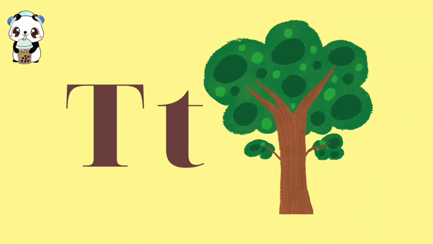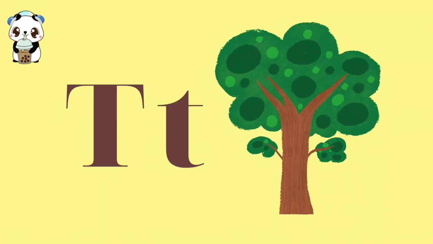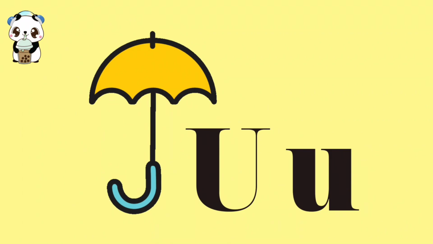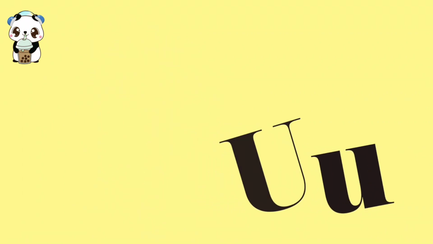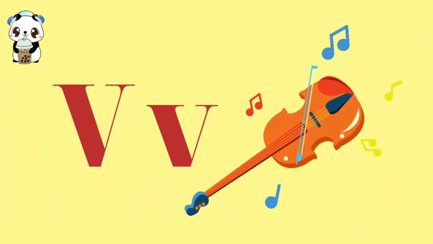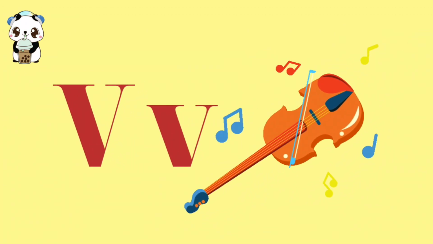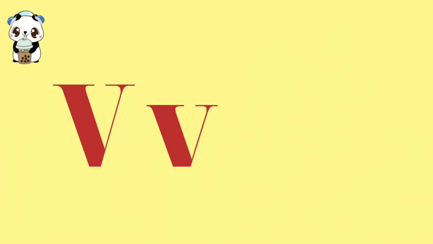T is for tree. U. U is for umbrella. V. V is for violin.